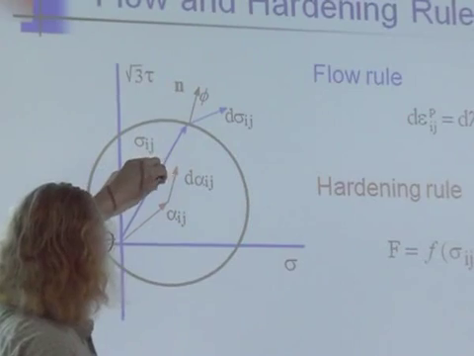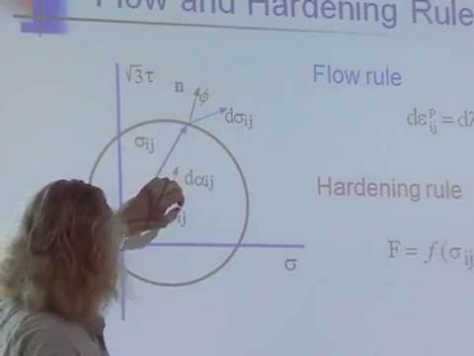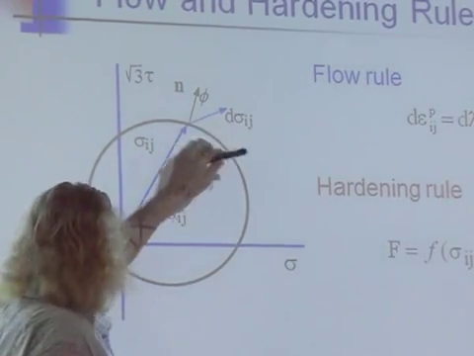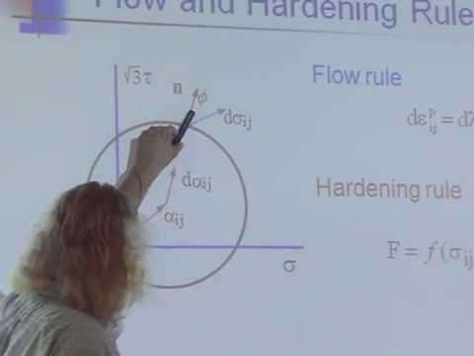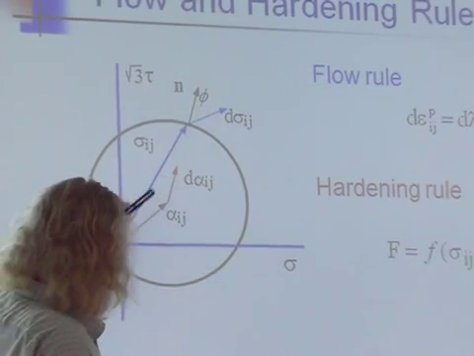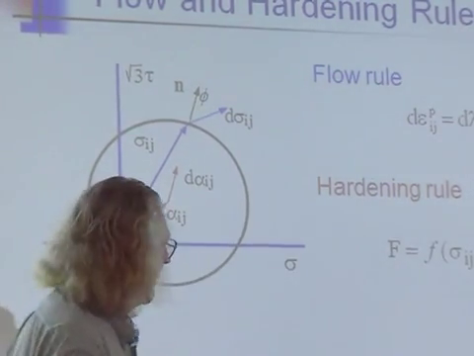The second thing that happens is you have a hardening rule, and that is I need to know how does this circle grow for the isotropic hardening, and how does it move? And just like the stresses don't move necessarily in the same direction as the loads, the center of this surface doesn't move in the same direction as a vector coming from the origin. It can move in some complicated way.